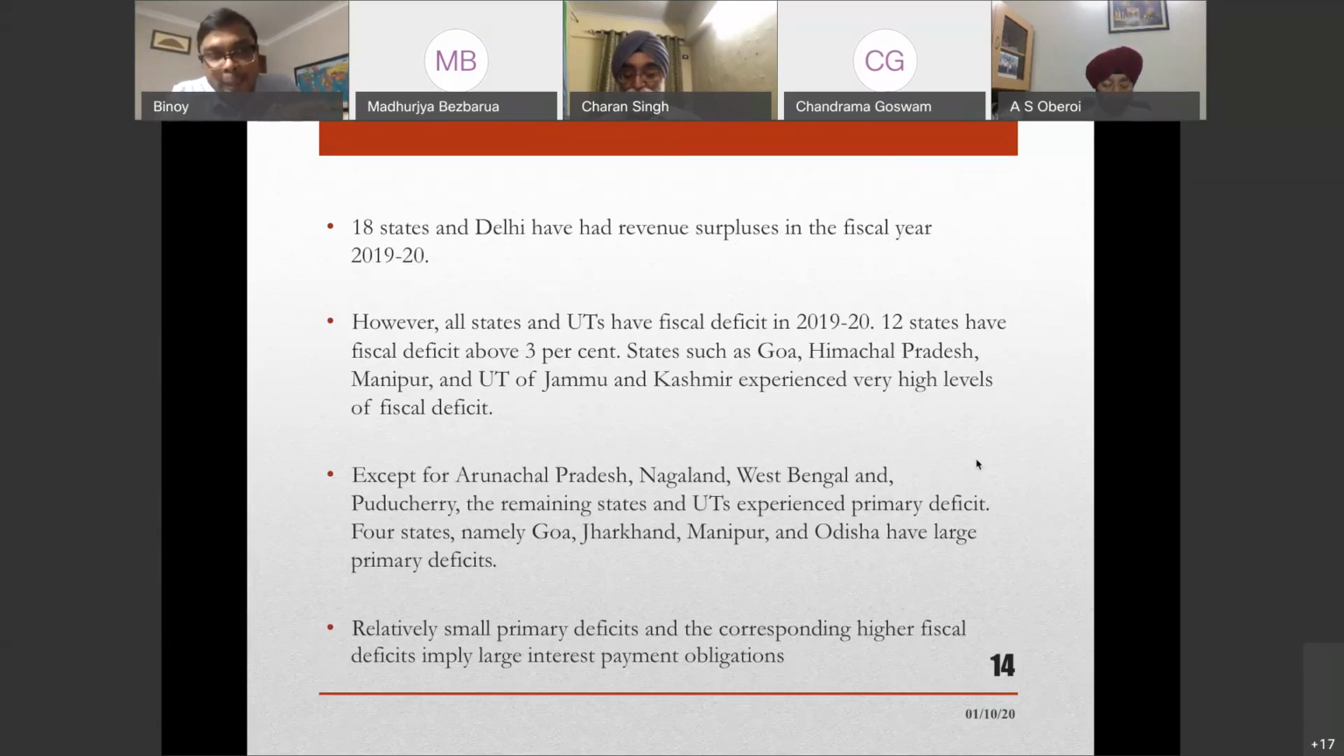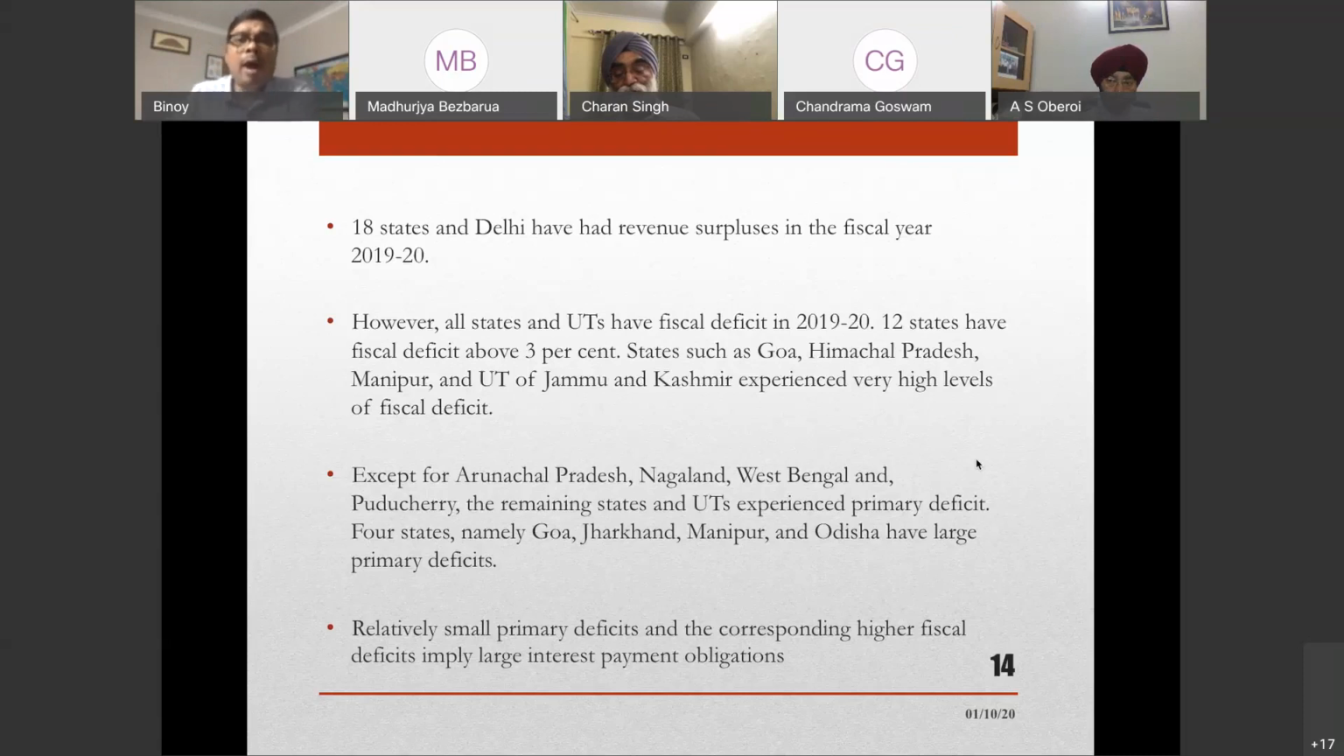This sort of implies that these states are probably not in good shape in terms of their fiscal position, because they have already borrowed a lot, and therefore to fight the pandemic they are going to face trouble because they already have large interest payment obligations. So this is how we look at pre-COVID economic scenarios across states in terms of GDP growth performance, the sectoral compositions, unemployment rate, and fiscal positions.